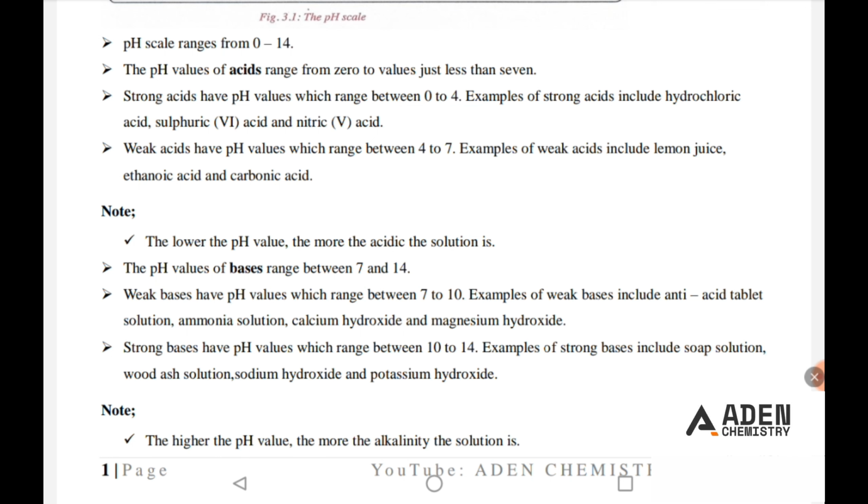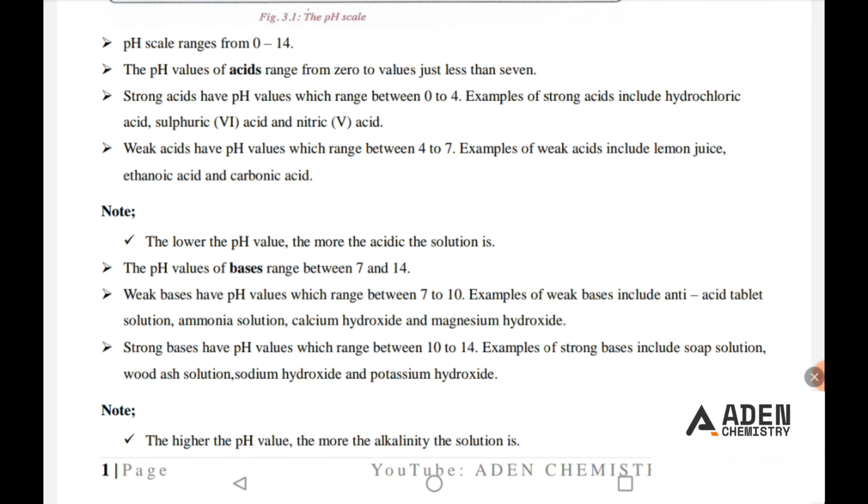So that means the strongest acidic solution in that case will be the one with the pH value of 1. Because between 1 and 3, 1 is lower. That's why we're saying here, the lower the pH value, the more acidic the solution is.